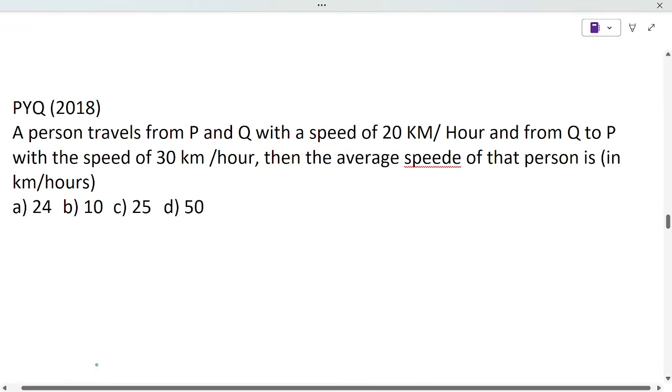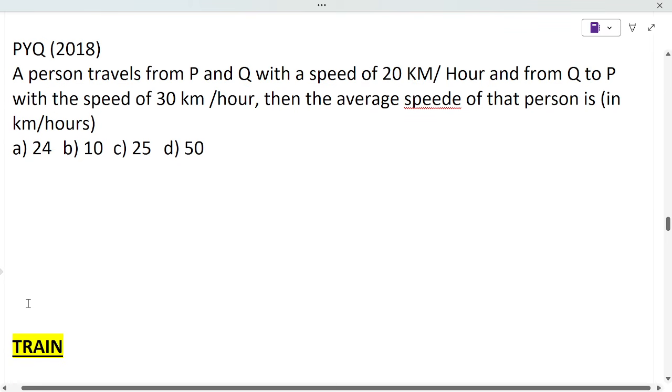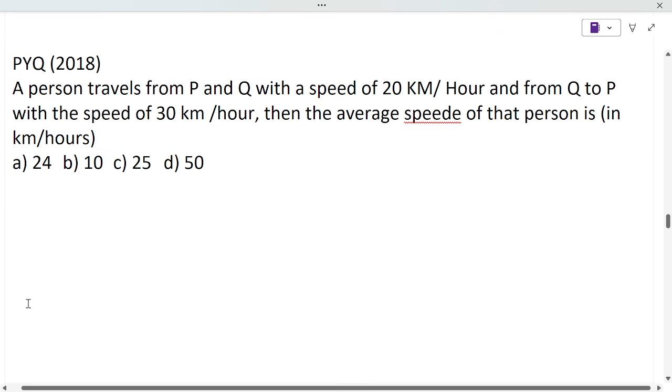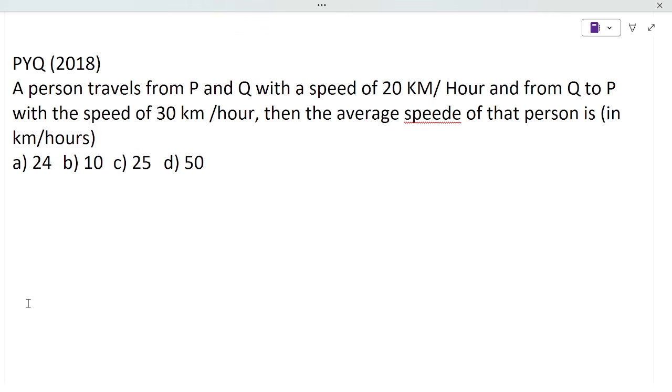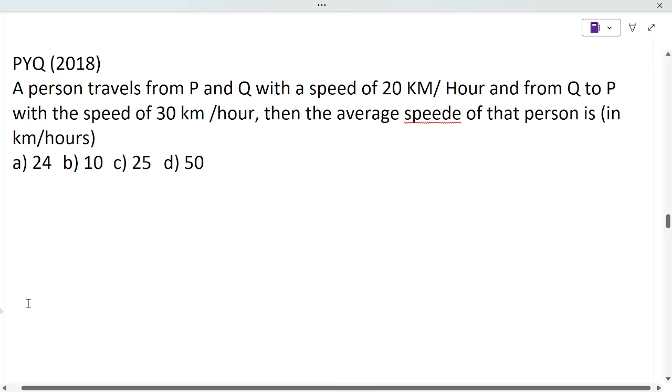Okay, so we have another question. Alright, let's try this one then. A person traveling from B to Q with a speed of 20 km per hour, from Q to B. Alright, here we can use the average speed. This is average speed.